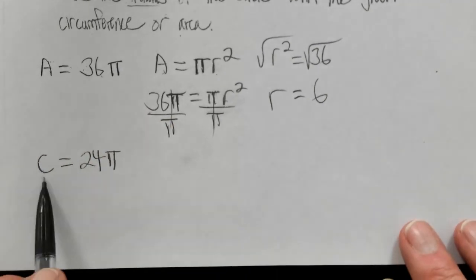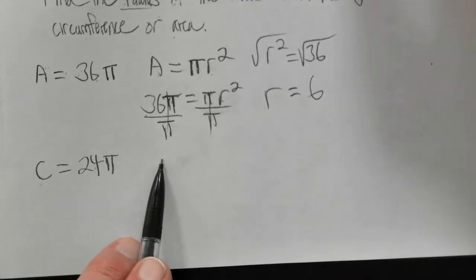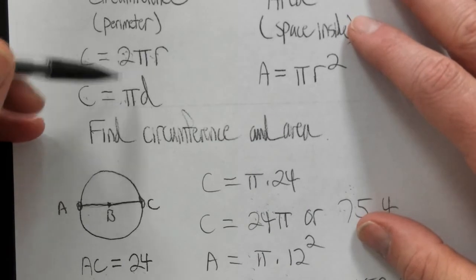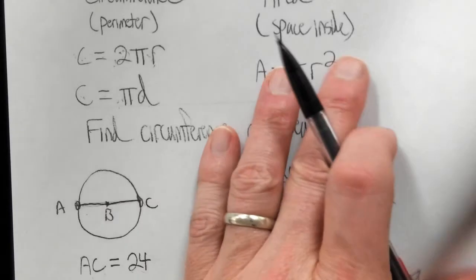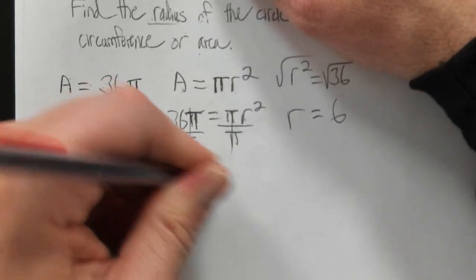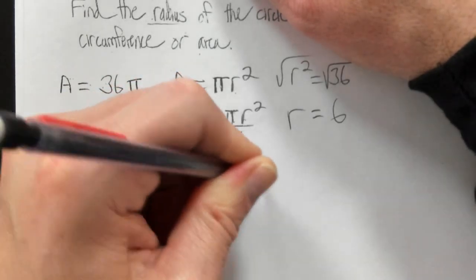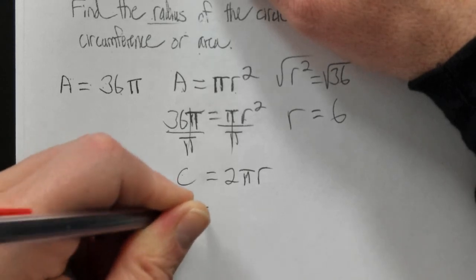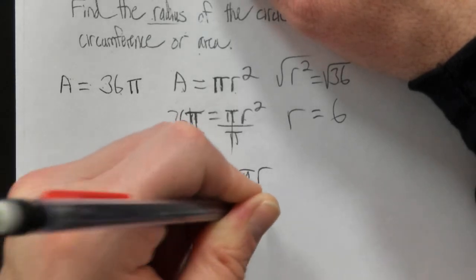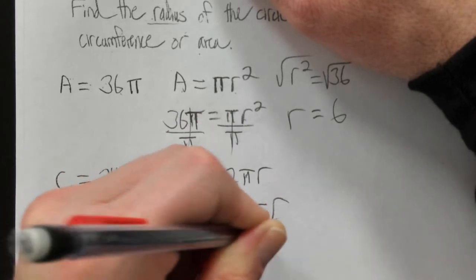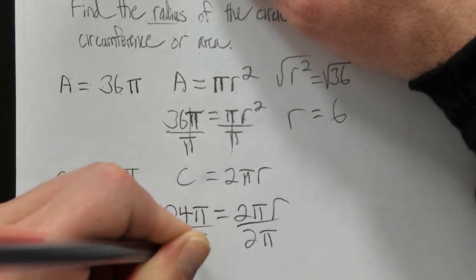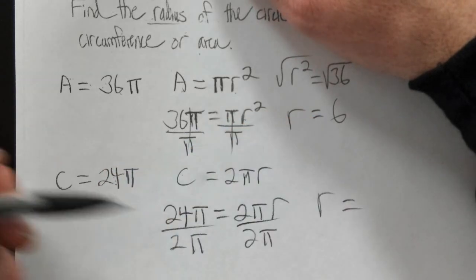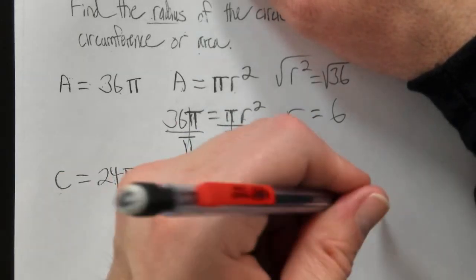This time they give me the circumference is 24 pi, so I'm going to use the circumference formula. Now remember, we had two circumference formulas, so which one do we need to use? We need to use the one with the r in it because they asked me to find the radius, so I'll use this one. C equals 2 pi r. So here's my formula. C equals 2 pi r. They've given me the circumference. 24 pi goes for C. And r is what we're looking for. 2 pi. And so my r is going to be equal to 12. So there you go.